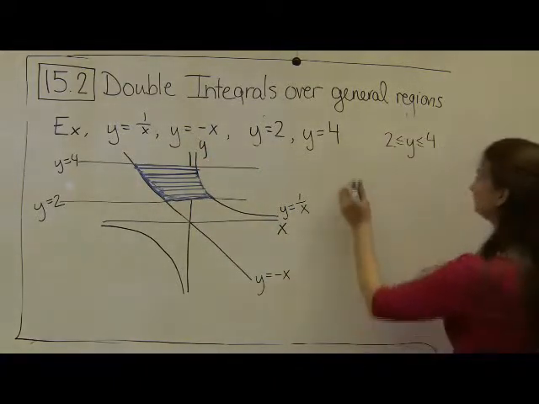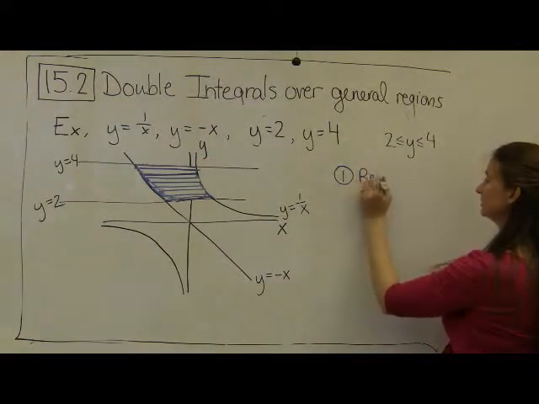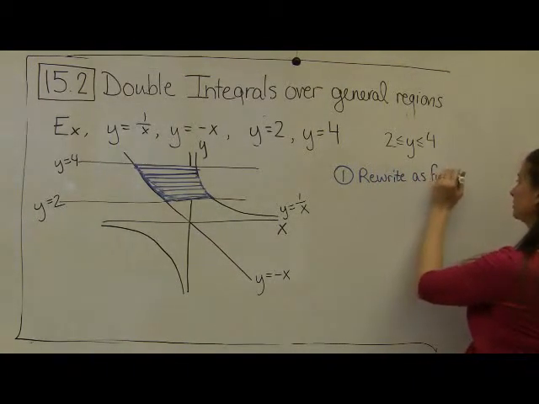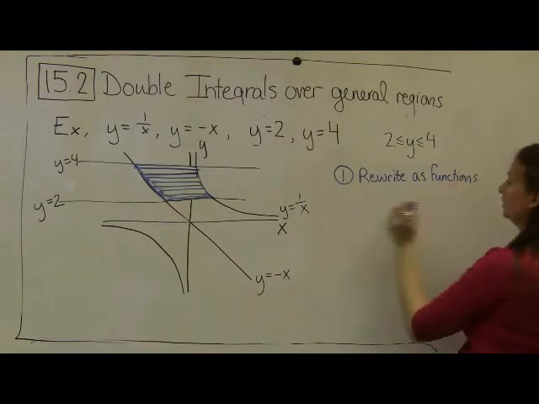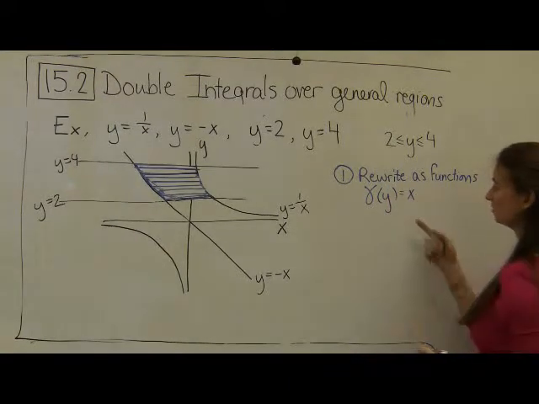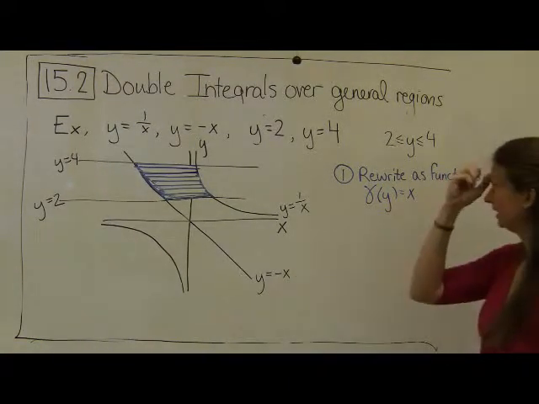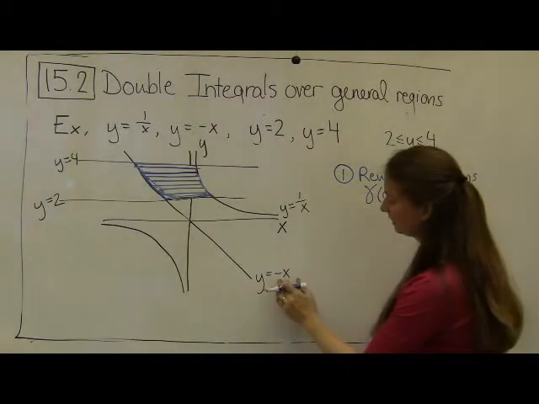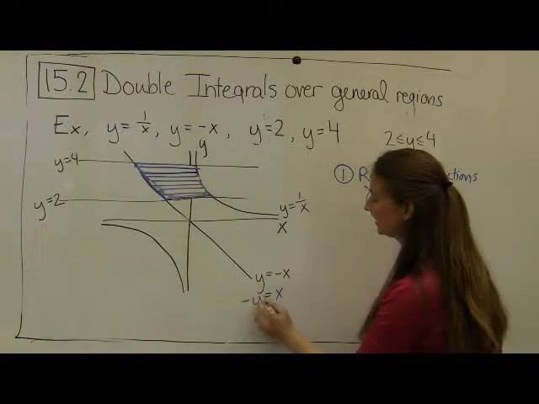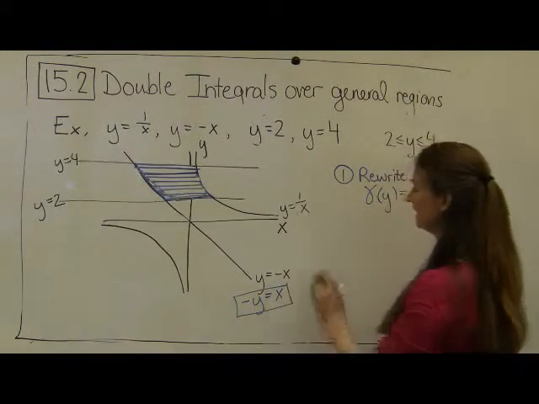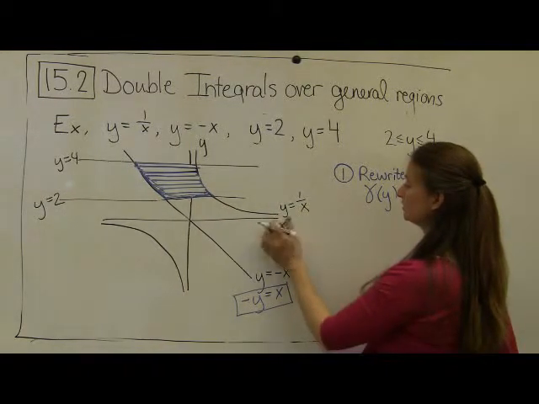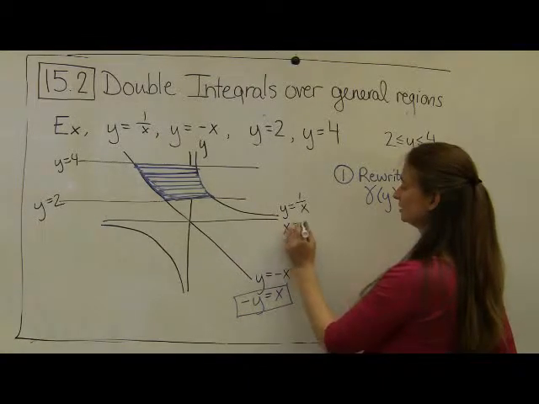So step 1, I'm going to rewrite my functions as functions where I have some function gamma of y is equal to x. Because right now I don't have my x variable solved for. But that's not that hard to do for this function. If I want to solve for x, I get x is equal to negative y, just through algebra. And I could solve this function also for x by multiplying by x and then dividing by y. So solving for x for this function gives me that x is equal to 1 over y.